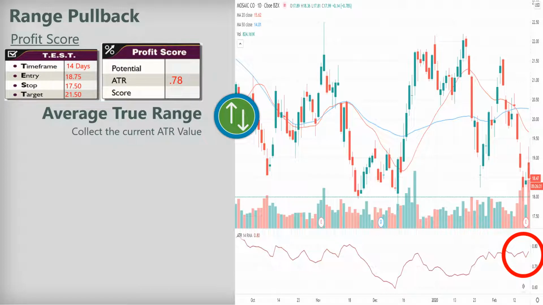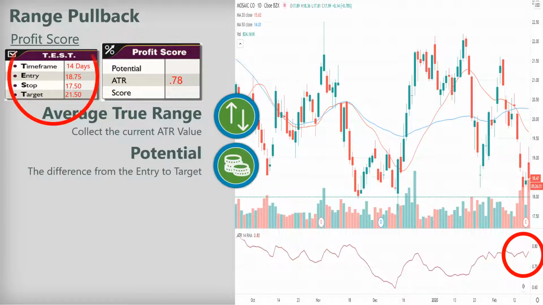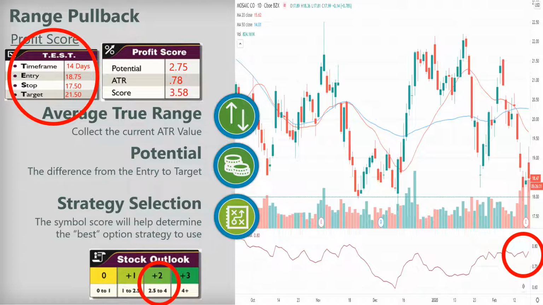So we identify the ATR. Looks like it's about 78 cents. We did our math here when it comes to our stop on our entry. Looks like we have the potential to make $2.75 on this trade. And it gives us a scoring of a +2. There we go. So we got a +2.